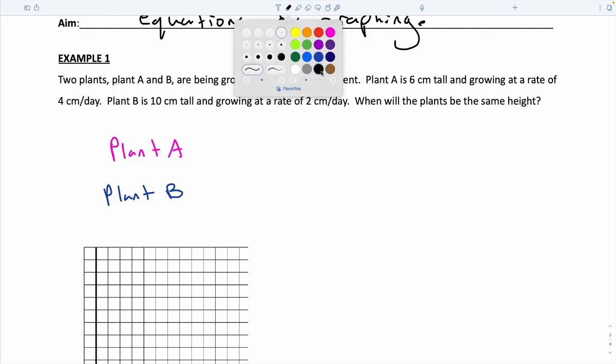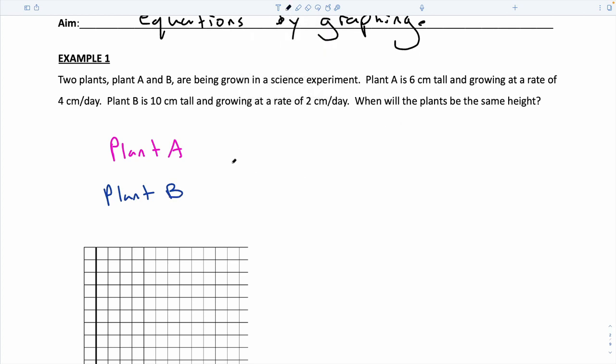Plant B is the second one. When you're solving a system, you need 2 equations. So I need to make something out of the information they give me into y equals mx plus b form.